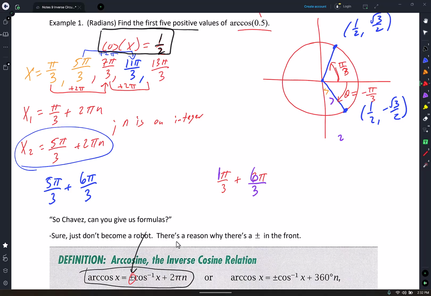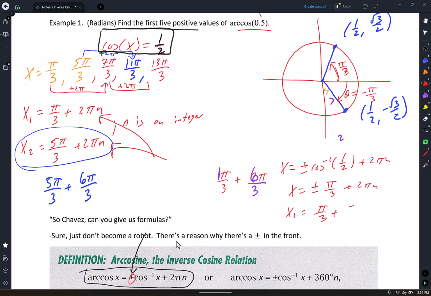So if you go plus minus arc cosine of 1/2 plus 2 pi n, you'll get these general equations if I call that x equals. So check it out. X equals plus minus pi over 3 plus 2 pi n. And then look, x1 equals pi over 3 plus 2 pi n. That's the same thing as this one up here.